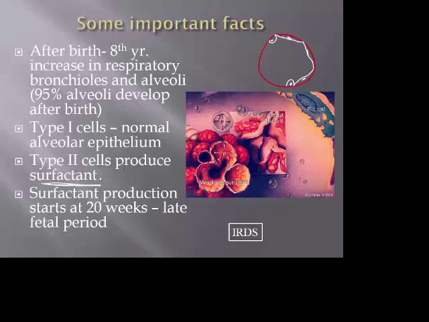Surfactant production starts at about 20 weeks when the child is inside the uterus. So 20 weeks of what is called intrauterine life. Around 20 weeks, and then as the baby is growing, more and more surfactant production goes on. So your question should be, what is the purpose of surfactant?